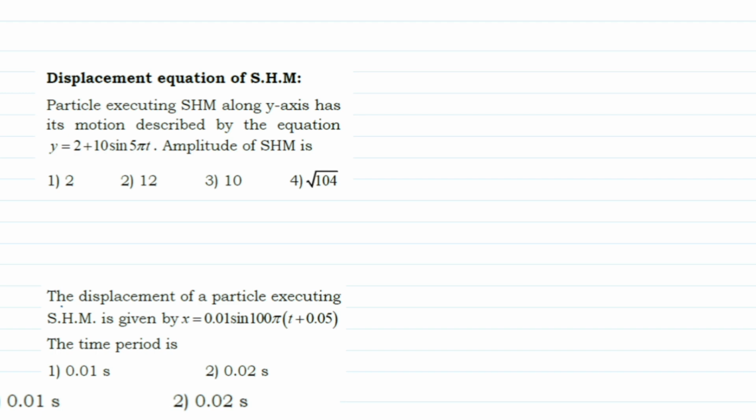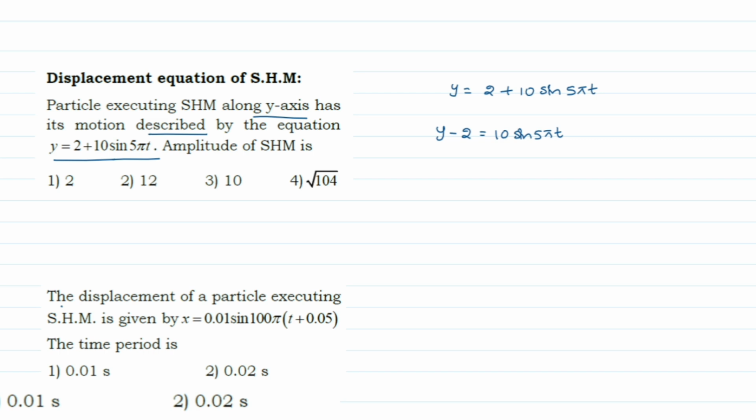The first question says a particle executing SHM along the y-axis has its motion described by y equals 2 plus 10 sin 5 pi t. The amplitude of SHM they are asking. Here y equals 2 plus 10 sin 5 pi t is given, and you can write this as y minus 2 equals 10 sin 5 pi t.